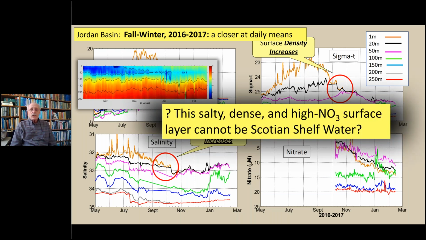So this dense and salty, high nitrate surface water, it would seem, based on the density and salinities, could not possibly be Scotian Shelf water. So it leaves open, what the hell is it?